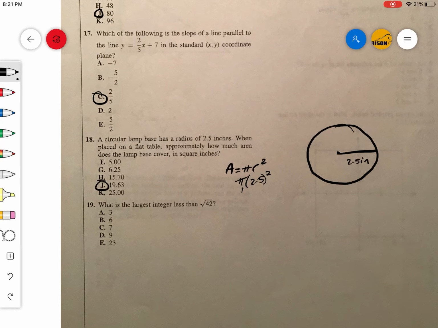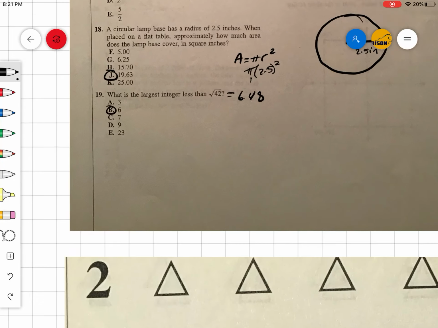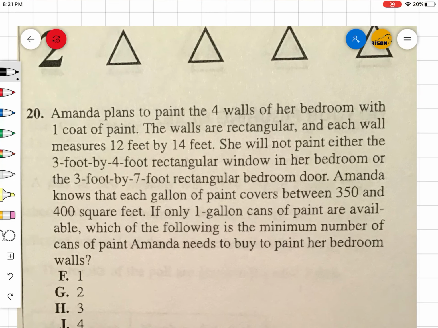All right, number 19. What is the largest integer less than square root of 42? The problem with this question, and what they think is going to stump you, is there's no square root of 42. It's not a whole number. Let me rephrase that. But you're smart enough to know, just type in the square root of 42. That's going to give you 6.48. They want to know what's the biggest number in the options that's smaller than that. So I'm going to go with B, 6.